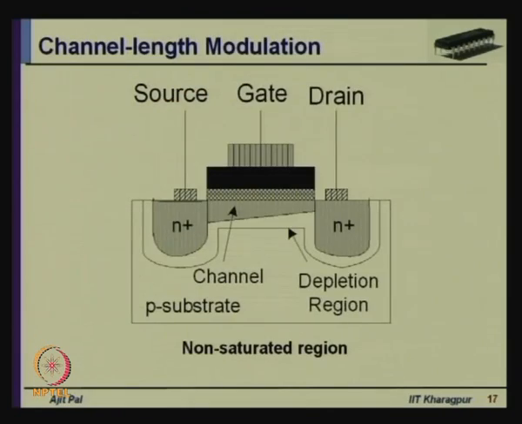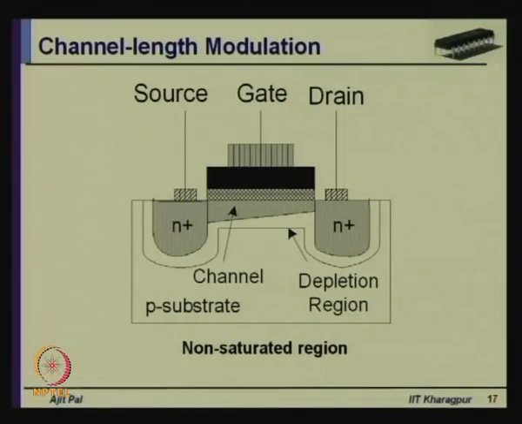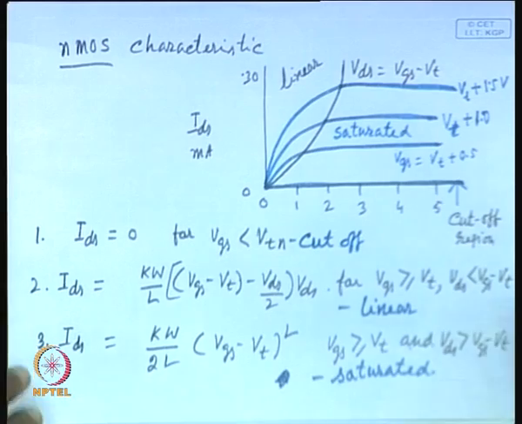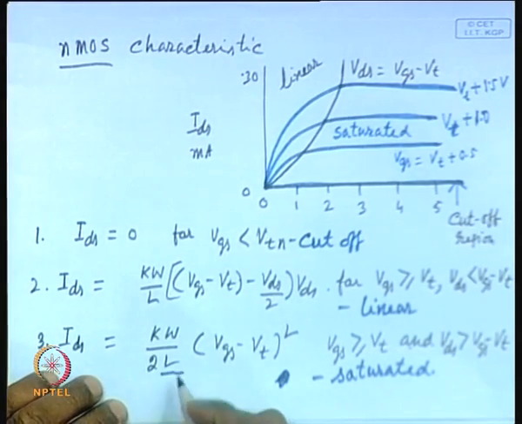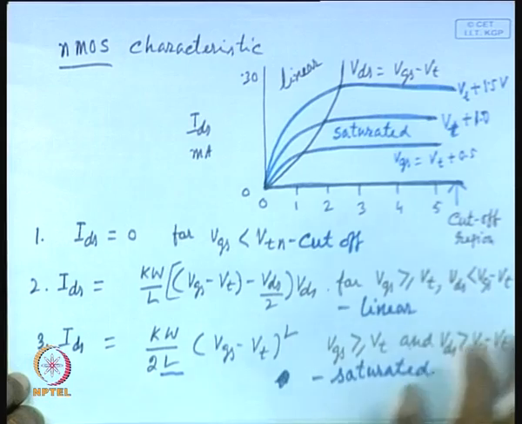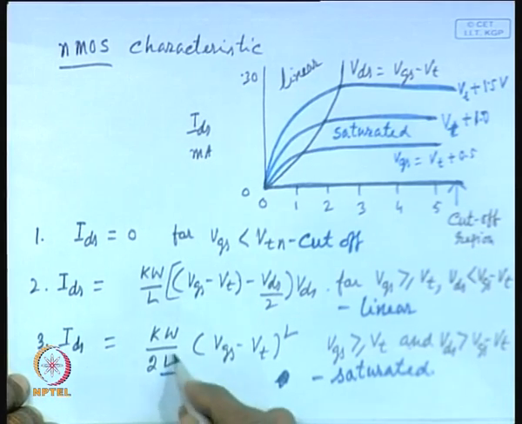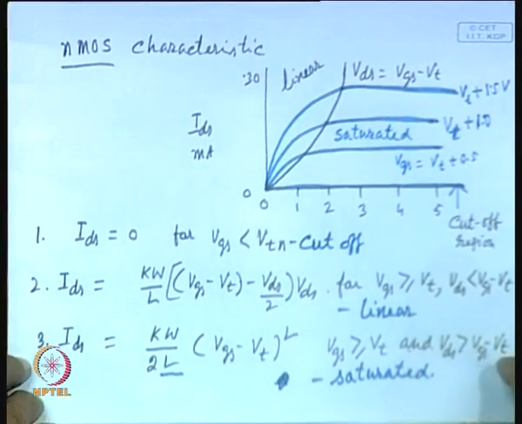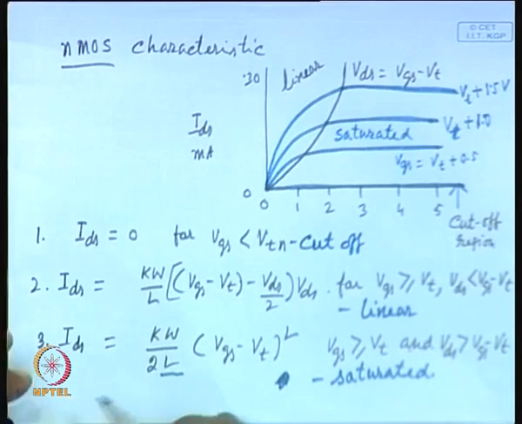So, this is the body effect. Now, we shall consider another very important phenomenon, channel length modulation. Here in our expression for drain current, we have assumed that this L is constant, fixed, it does not really change, but in reality you will see that this L is dependent on the drain voltage.